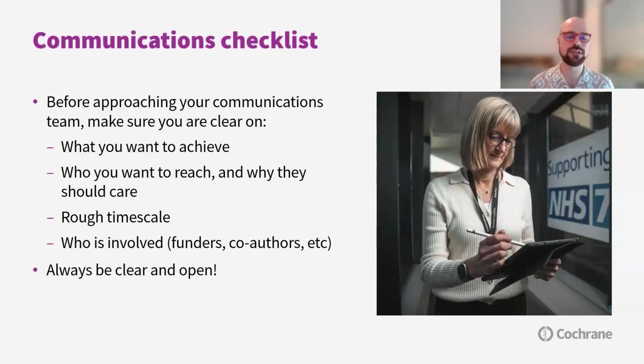And finally, just a bit of a checklist before you approach your communications team. Just make sure you're clear on the following. Be really clear about what you want to achieve with this communication. Be really clear about exactly who you want to reach, why they should care, and also what you would like them to do with it. Give them a rough timescale. Again, you have to speak to the publisher about timescales, typically speaking.